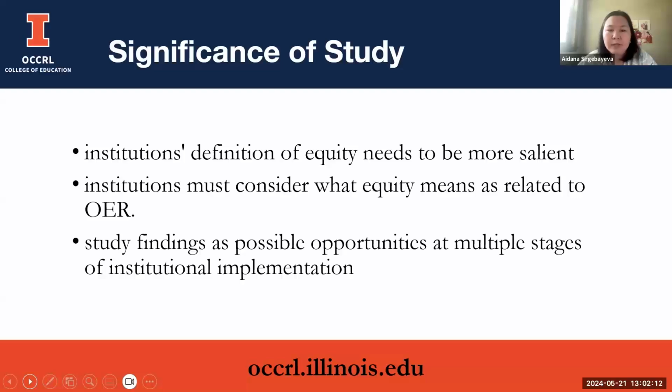And finally, we think the findings of this project point to possible opportunities at multiple stages of institutional implementation, because we have seen different levels of adoption of OER within the community colleges within one state, Illinois. Although information and access to the information was spread at pretty much the same time, the adoption rate is quite different. So we think this is one of the significances of our study.